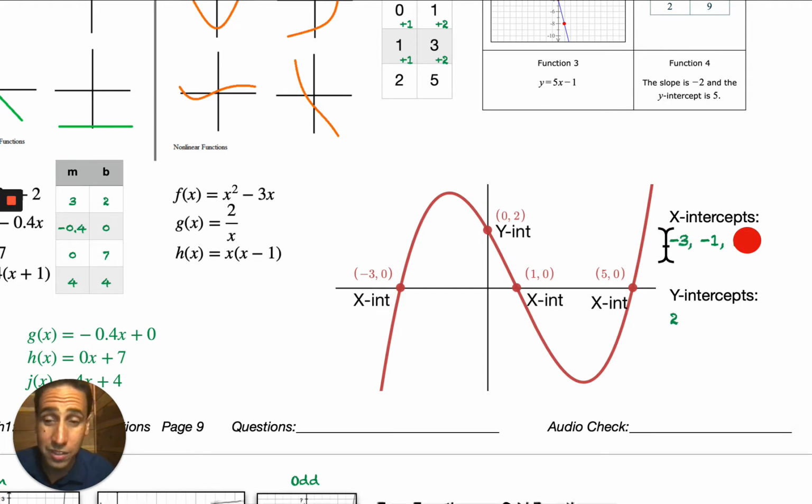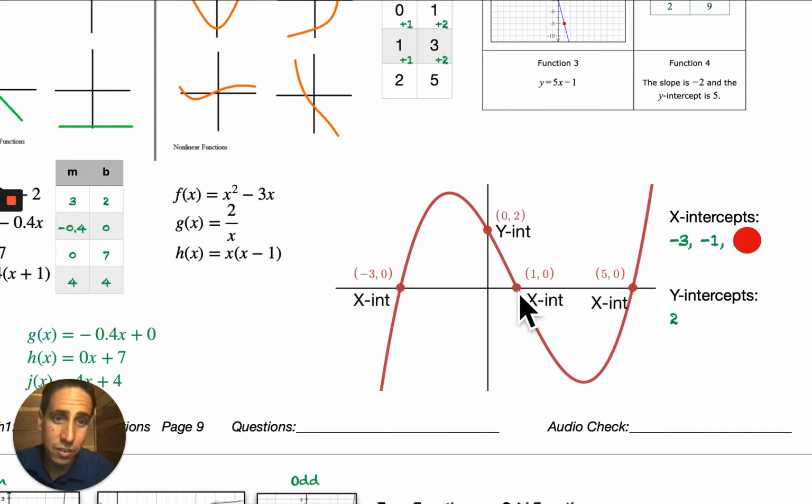Now, notice that if the question is what is the x-intercept, you report a number or numbers. You don't report coordinate locations like negative 3, 0. This is not an x-intercept. This is a point on the graph, and the x-intercept is negative 3.